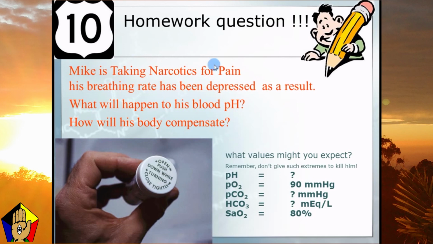So here's your last question for the homework assignment. Mike's taking narcotics for pain. His breathing rate has been depressed as a result. What will happen to his blood pH and how will it compensate? So answer that, and then what would you expect the values to be? It doesn't have to be a specific number. It's just a range. So look at the ranges for normal and then type what you predict. All yours. I'll talk to you on the flip side.